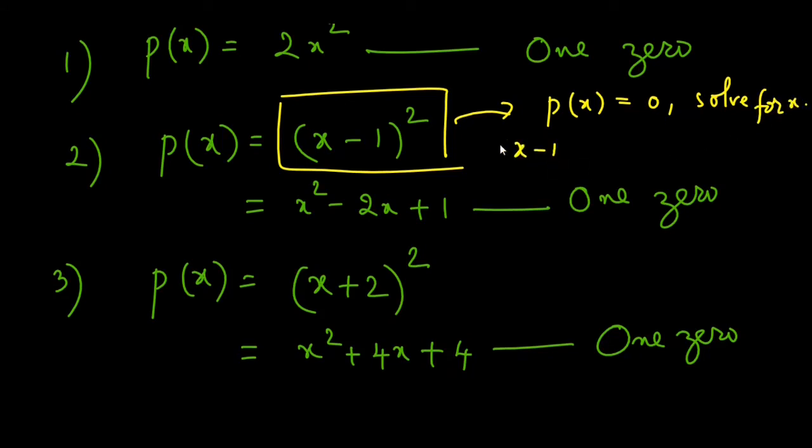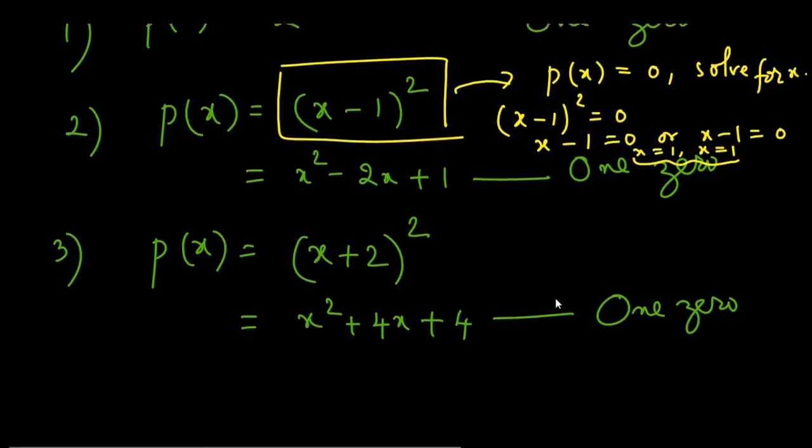X minus 1 whole square is equal to 0. So x minus 1 is equal to 0 or x minus 1 is equal to 0. So x is equal to 1 and again x is equal to 1. So we are getting two zeros that are the same. The two zeros here are equal. So we have only one zero.